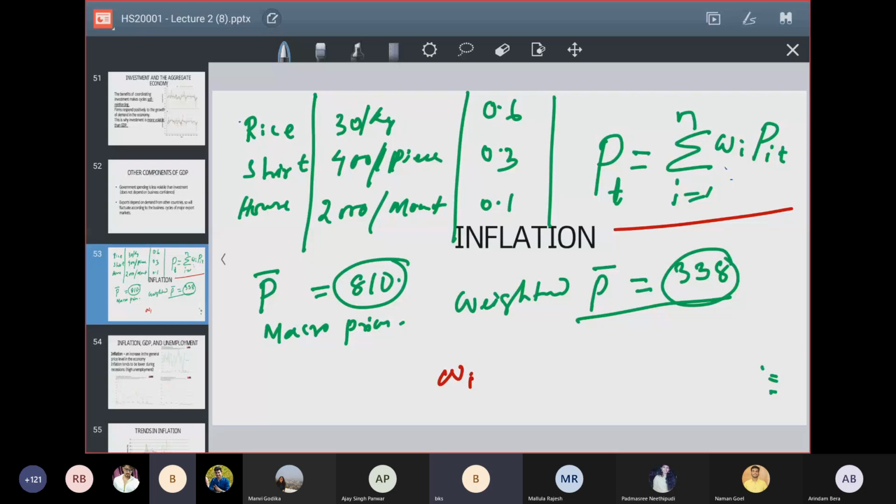As you see, the general price level here we calculated, if you are giving a 1/3 weight to each item, then you get a general price level of 810. And if you are giving different weights, then you are getting a different general price level. So as we see, as we give different weights to these individual items, we can generate different general price levels.